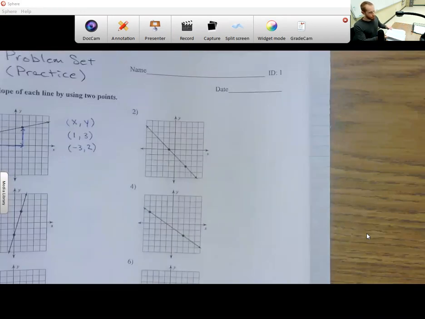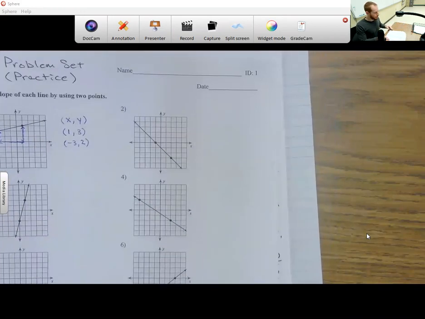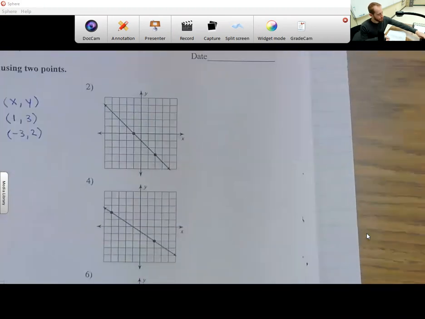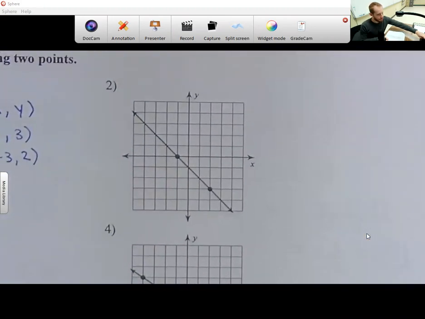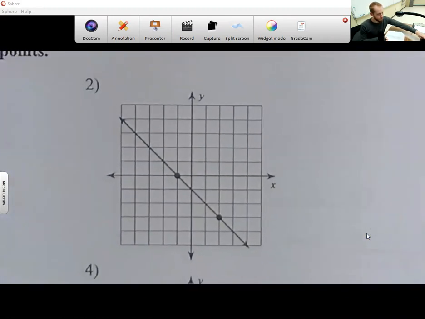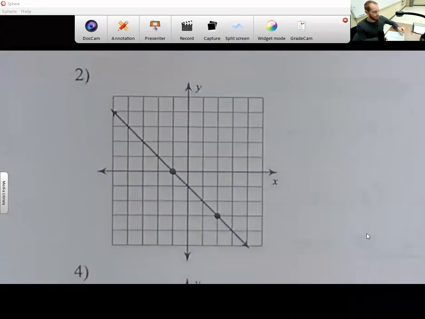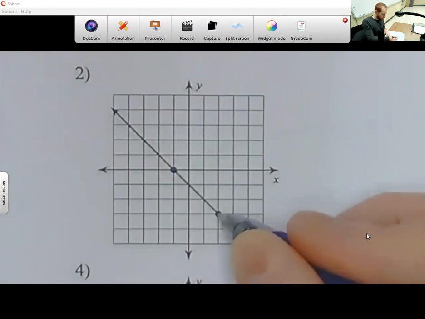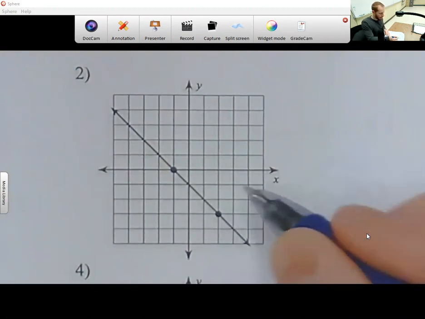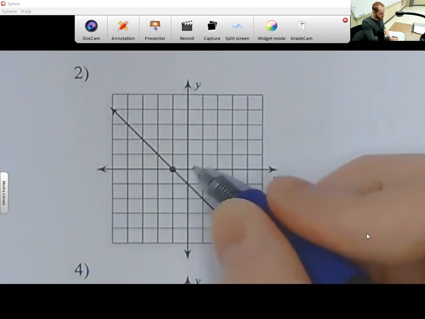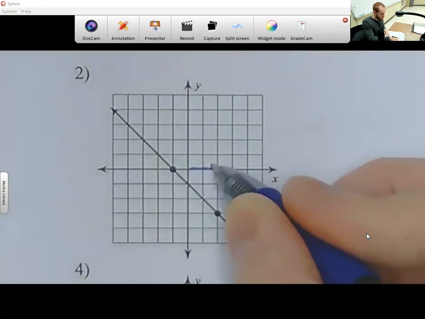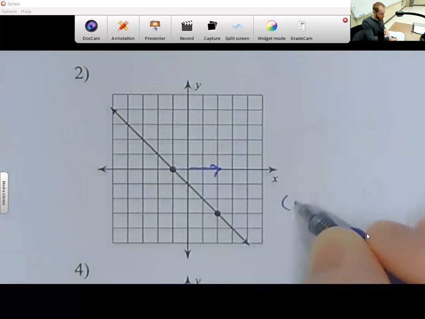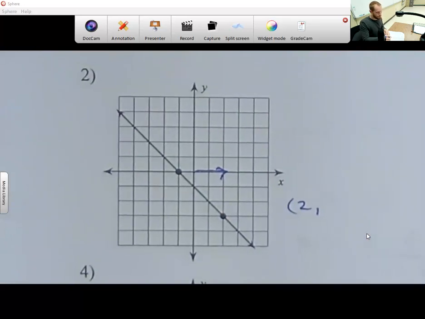So looking at number 2 right here, and I'll zoom in on it so we can see it a little bit better. It looks like we have a negative slope this time, and that's because the line is going down from left to right. So let's identify what our points are. What would this point be? Well, I have to go to the right twice to get to it, right? So I'm going to the right twice. So I'm going to have 2 comma something.